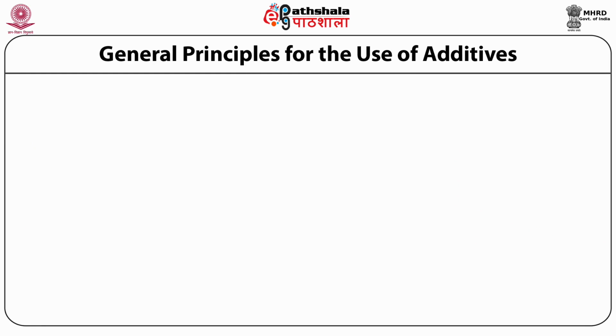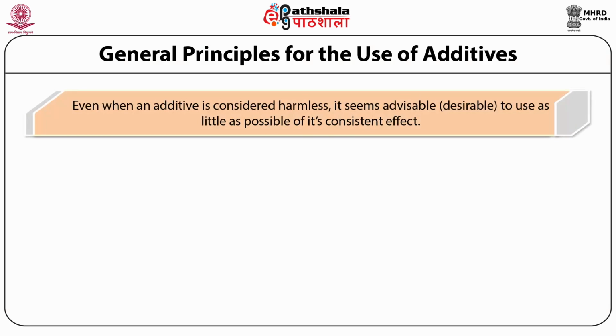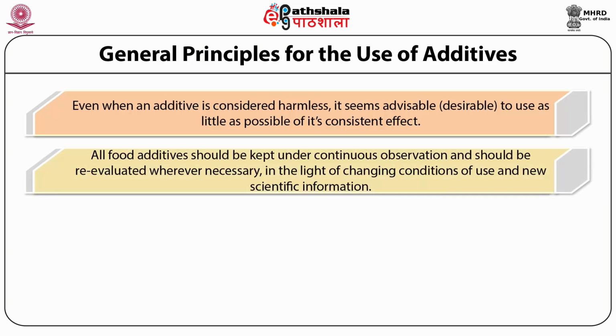Some more principles which also should be followed. Even when an additive is considered harmless, it seems advisable, or we should say it is desirable, to use as little as possible of it for the desired effect. So the minimum possible food additives to get the desired effect is always our desire. Next principle we'll follow is all food additives should be kept under continuous observation and should be re-evaluated wherever necessary in light of changing conditions of use and new scientific information. So we should always keep on checking the lethal dose, if it is harmful or safe, and then limit its usage in most of the food products.